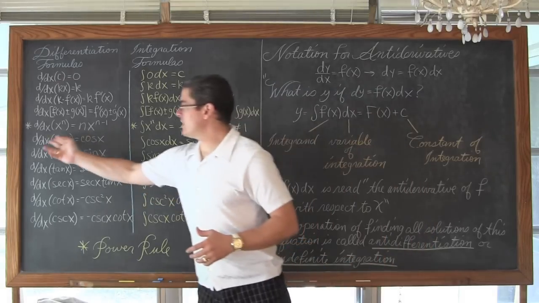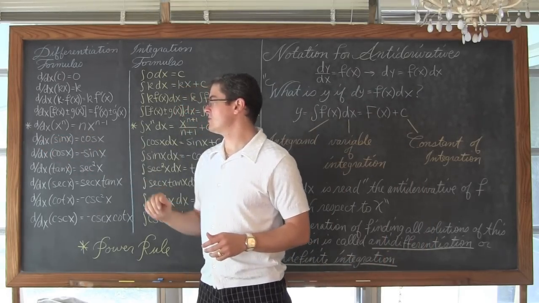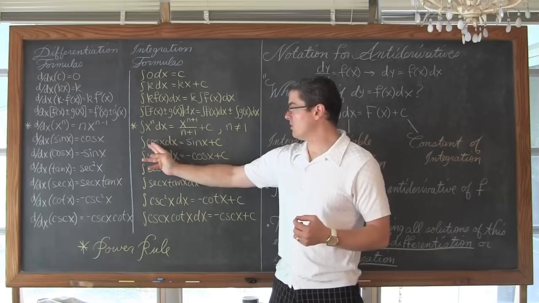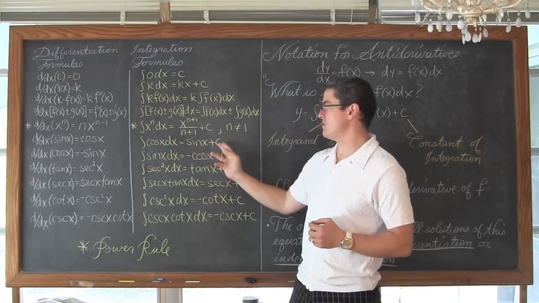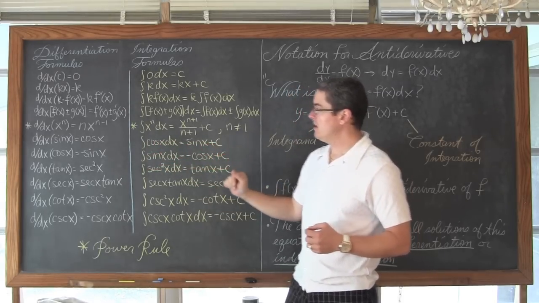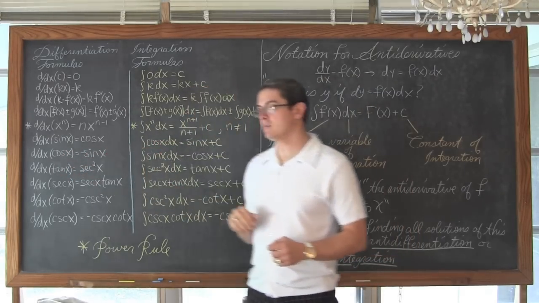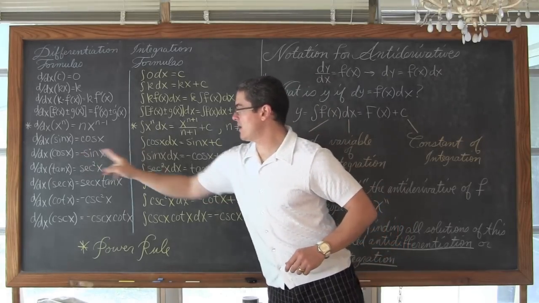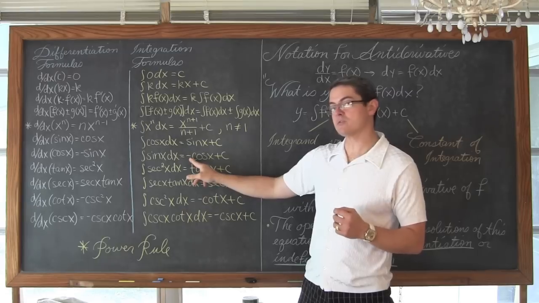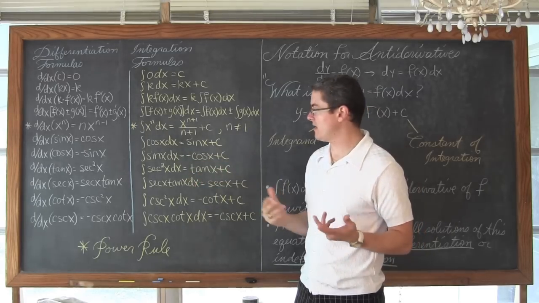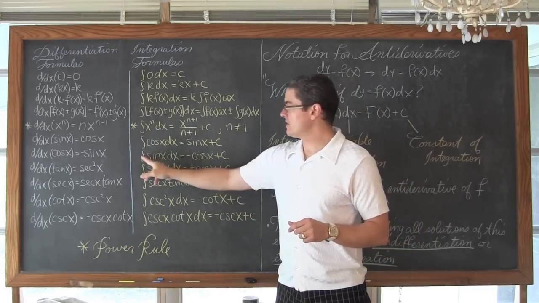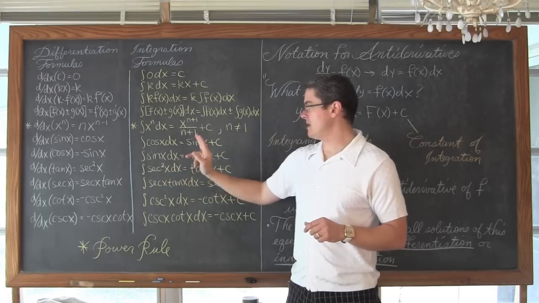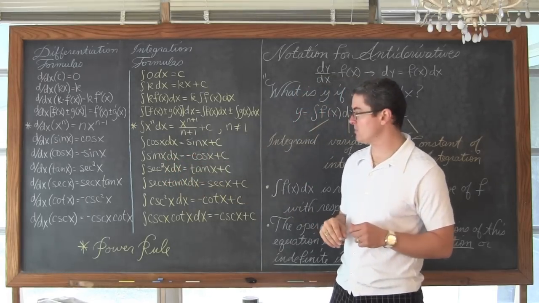Now the derivative of sine with respect to x is cosine, so the integral of cosine dx is equal to sine x plus c. The derivative of cosine is equal to negative sine, so the integral of sine, now that negative has kind of gone away, but we've basically just moved it to the other side of the equation, multiply both sides by negative 1 if you will. So the integral of sine x dx is equal to negative cosine x plus c.